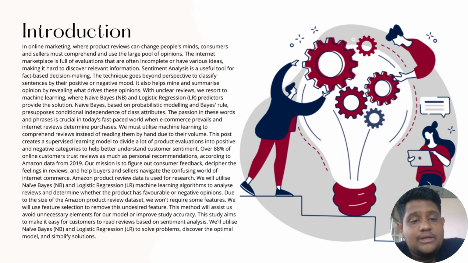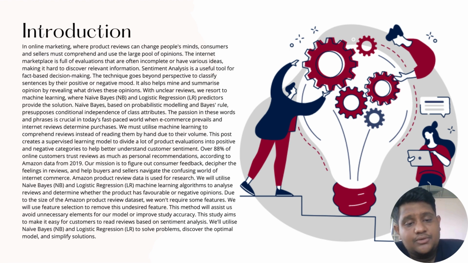So, as we know, over 88% of customers trust online reviews to buy a product. This was our data from 2019 from Amazon. Our mission is to find out our customer feedback and give a clear view of what the product says based on the comments of the previous buyers. We will use naive Bayes and logistic regression machine learning to analyze the reviews and determine whether the product has a favorable or a negative opinion.